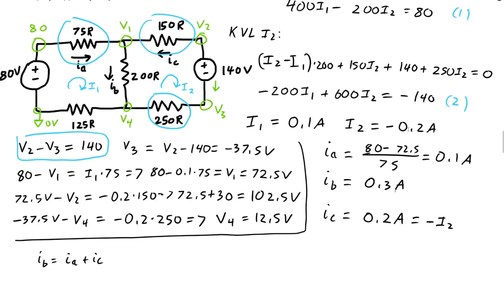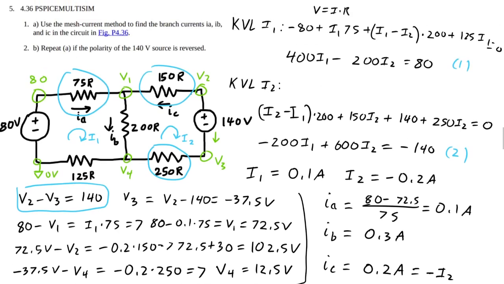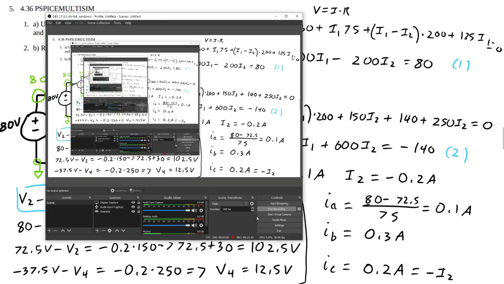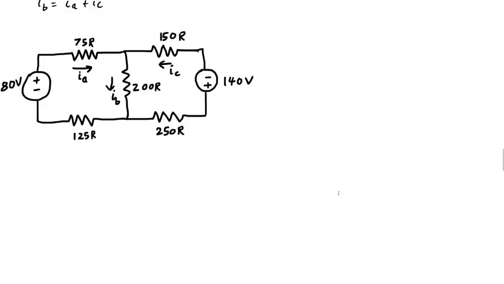Now we're going to do that same process for the second case where 140 is flipped around. So I'll be right back. Alright, so the second case we're going to do that same process, but the only difference here is we have this flipped around. And it won't really change very much, as you'll see.